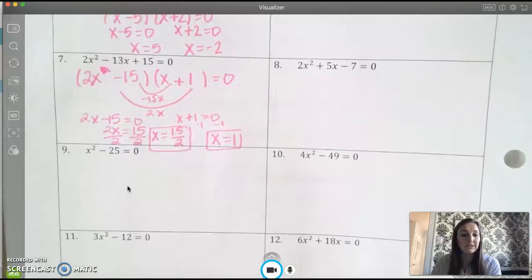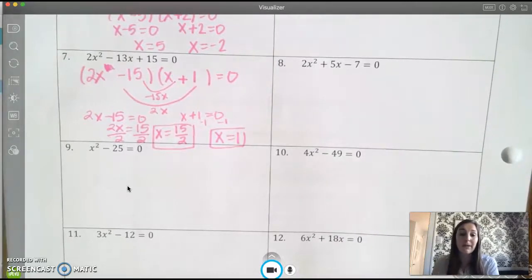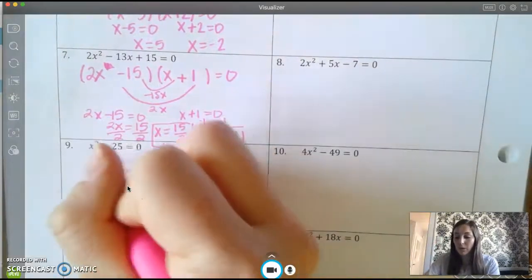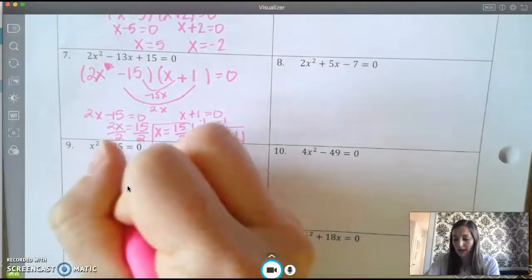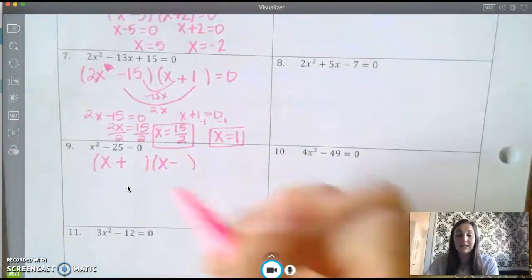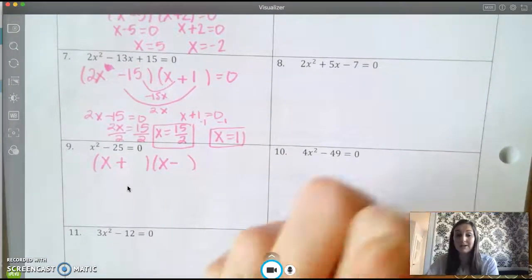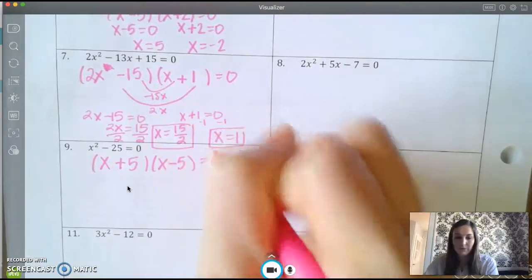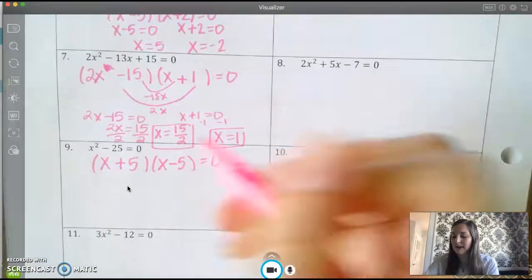So difference of two squares here, a reminder with that: if we have a negative value in the middle and both pieces are perfect squares, we can do difference of two squares, which means we have x and x, we make one positive and one negative, and we take the square root. So the square root of x squared is x, and the square root of 25 is 5. So I get x plus 5 and x minus 5.